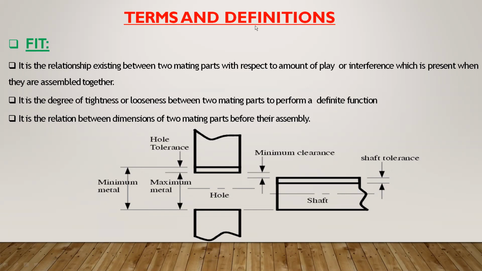Next, it is the relation between dimensions of the two mating parts before their assembly. So the relation between these two mating parts determines whether they can be assembled. The minimum clearance and the maximum clearance are taken into account. The tolerance can also play a vital role in the fits, in the different types of fits.